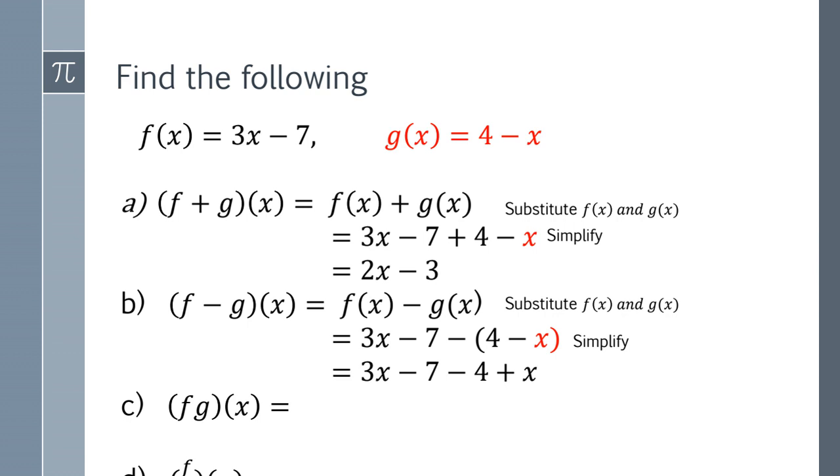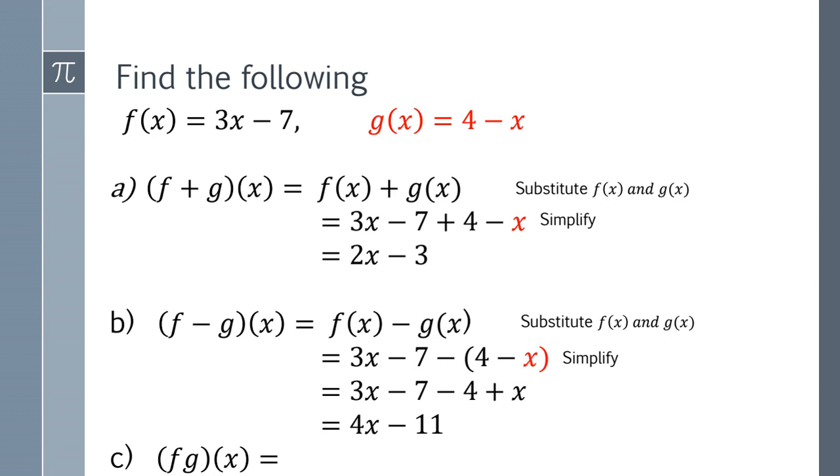So a negative times a positive 4 is going to give me a negative 4. A negative times a negative x is going to give me that positive x. So now I can combine my like terms again. I have two terms that have a single x, so 3x plus x is 4x. And the minus 7 with a minus 4, since they're the same sign, I'm going to add these two values. 7 plus 4 gives me the negative 11, okay?